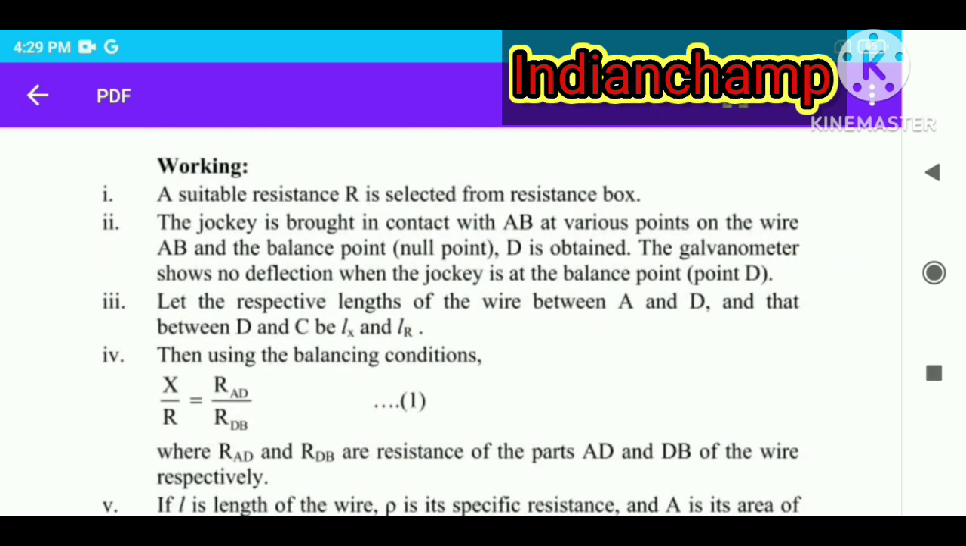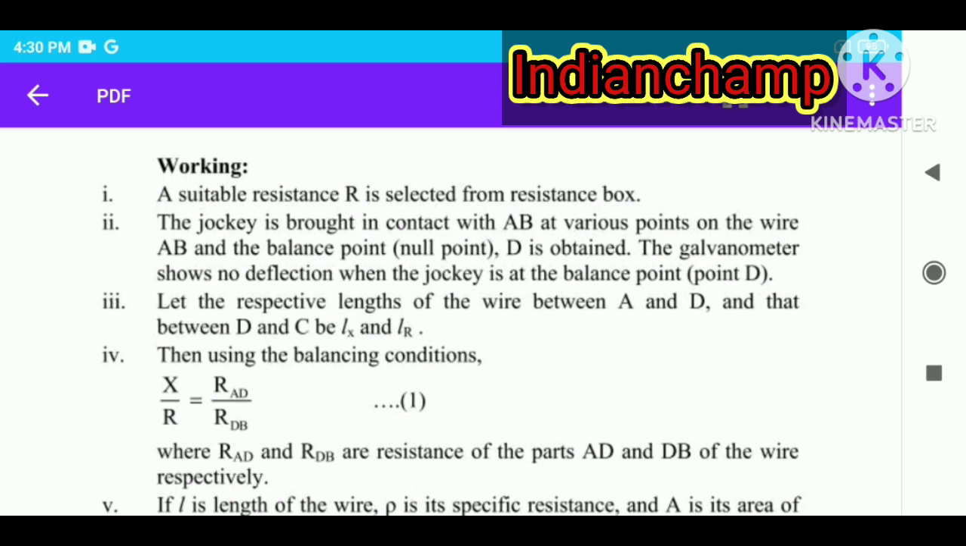Working. First, a suitable resistance R is selected from the resistance box. Second, the jockey is brought in contact with AB at various points on the wire, and the balance point, the null point D, is obtained. The galvanometer shows no deflection when the jockey is at the balance point D. Third, let the respective lengths of the wire between A and D and between D and B be LX and LR.